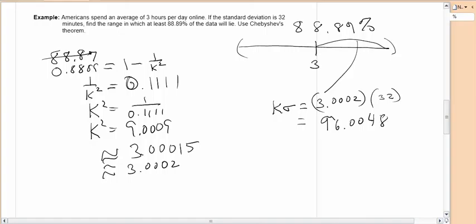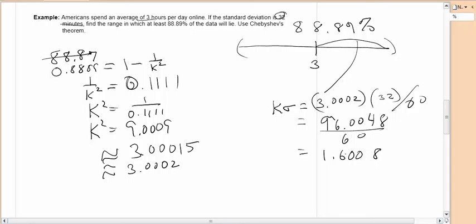I'll make sure. That's 3.2. It says 32. Oh, I got it. 32 minutes. Tricky problem. That's 32 minutes. I'm working with hours here. So I've got to divide 96 by 60. I knew something was wrong there. That was just too big of a number. I have to divide by 60 because I'm working with minutes here. So once I divide by 60, I get 1.6008 hours, rounding off. That's what it is.